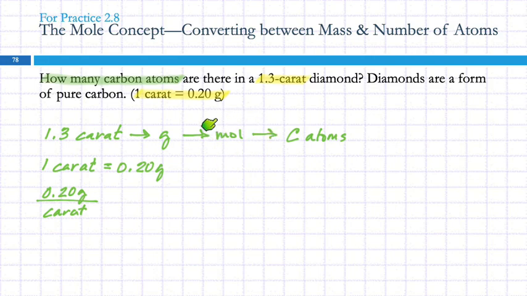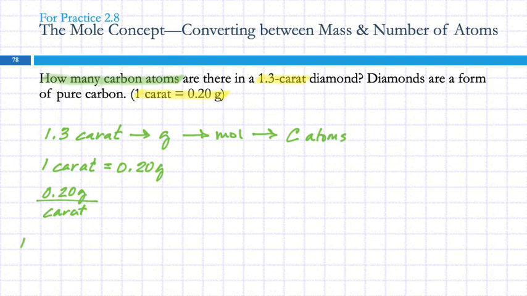So here we had a unit in the middle that was missing, right? A lot of times in chemistry, there's moles somewhere in the middle. Moles in the middle. Remember that TV show Malcolm in the Middle? Yeah, there's moles in the middle. Okay. So that's our path. Carats to grams to moles to carbon atoms.